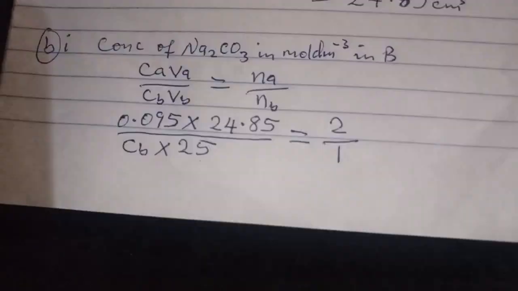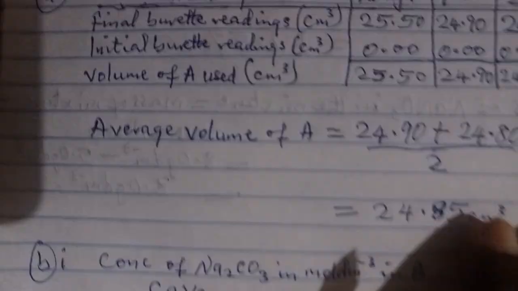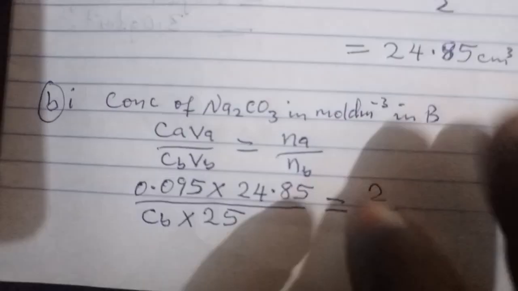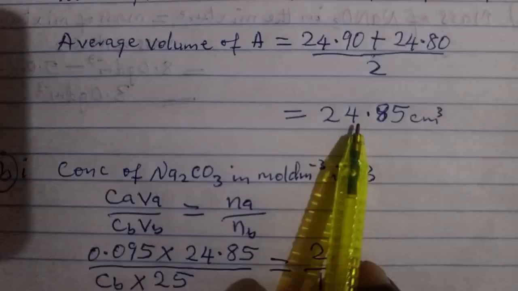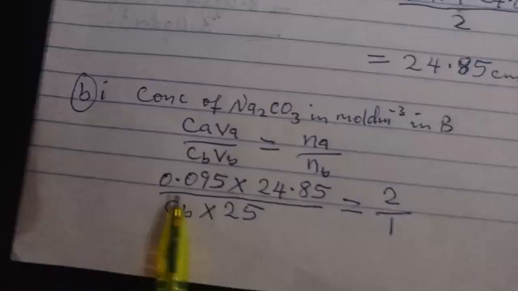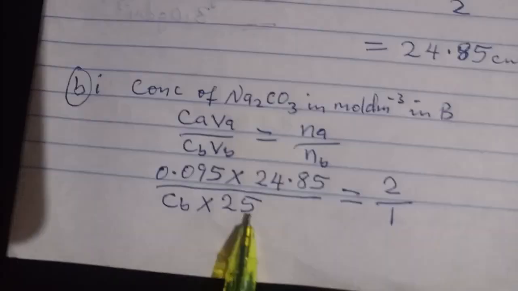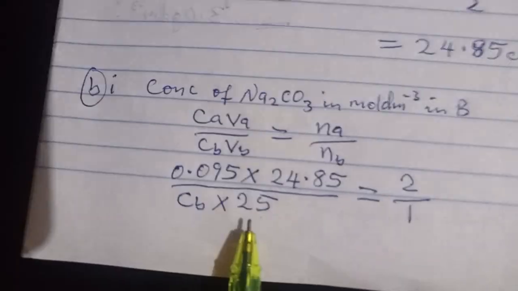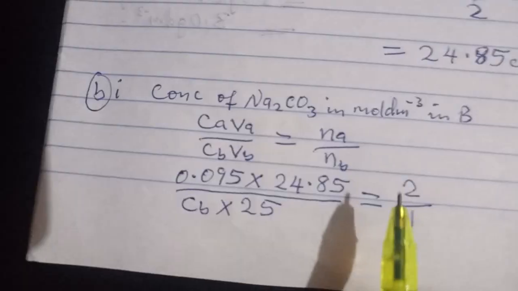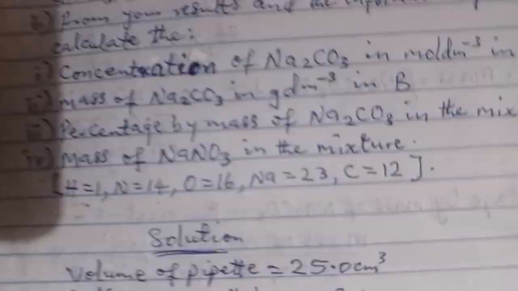Now, substitute the values. CA is the concentration of acid that they have given you here, 0.095. So you substitute it there. VA is your titer value, the average volume of acid used. Now, CB is what you are looking for. VB is the volume of pipette. Now, NA over NB is the mole ratio of acid to base.